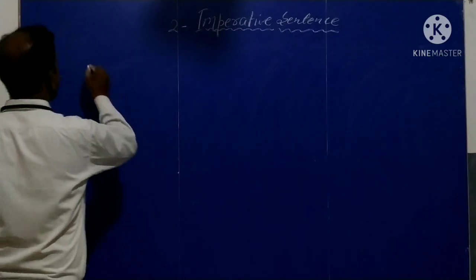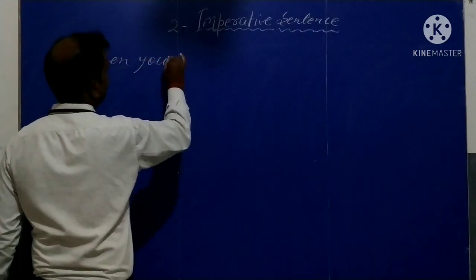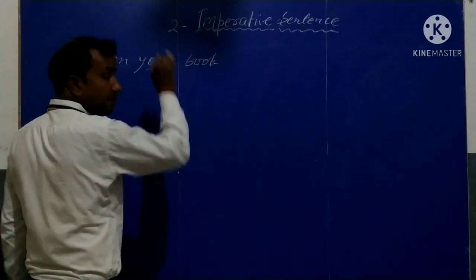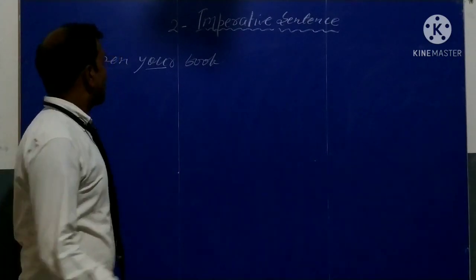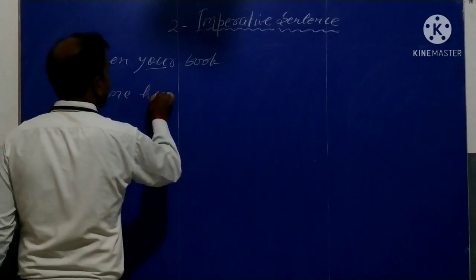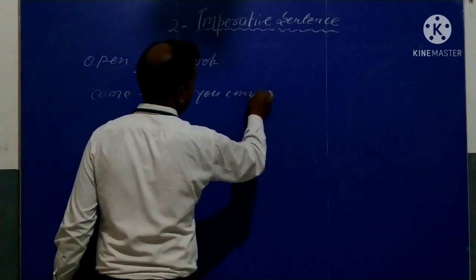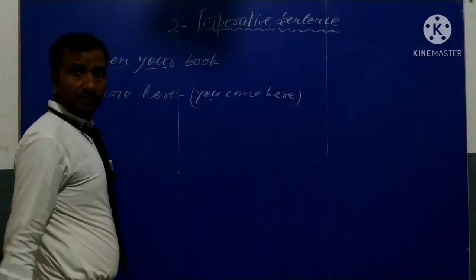Student, open your door. In this sentence, "you" is mentioned in a possessive form, and there is no need to write it. But in "come here", that means "you come here". You is hidden here.